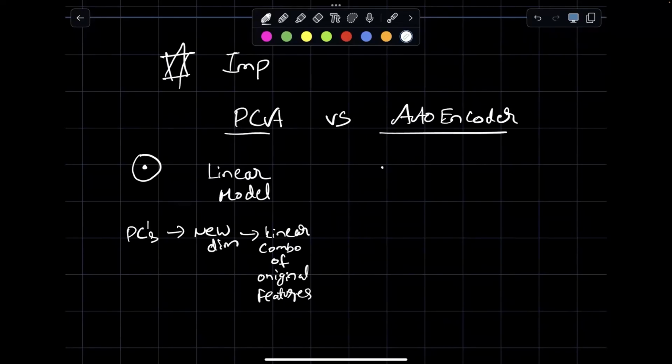Okay, so what can you tell about autoencoder? It's also both linear and non-linear. So one answer is it is both linear and non-linear. Any other answer? Non-linear. Okay, one answer is non-linear. I think linear. Any other answer?